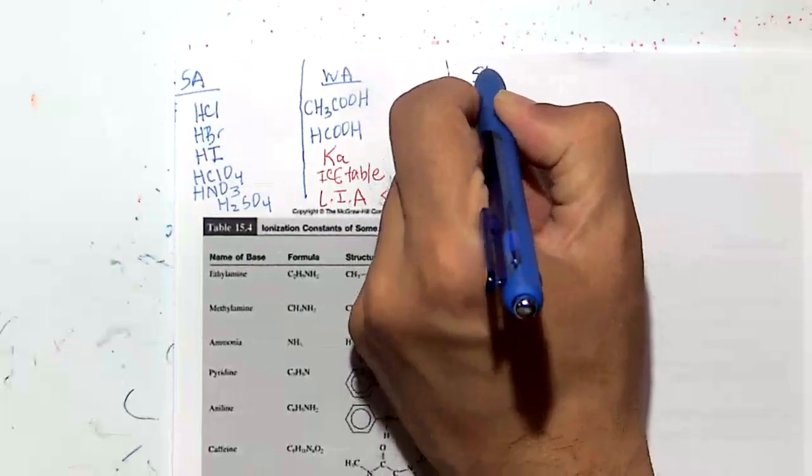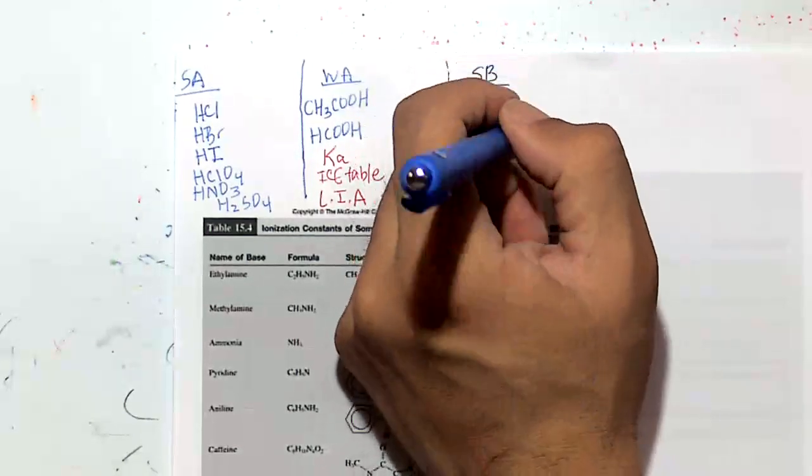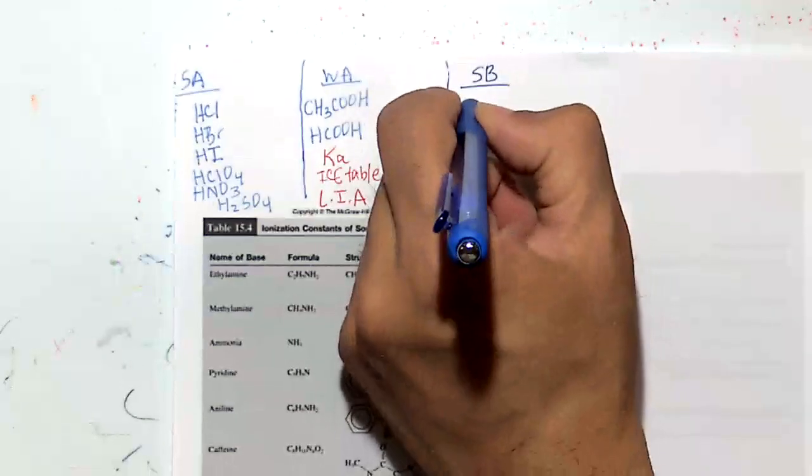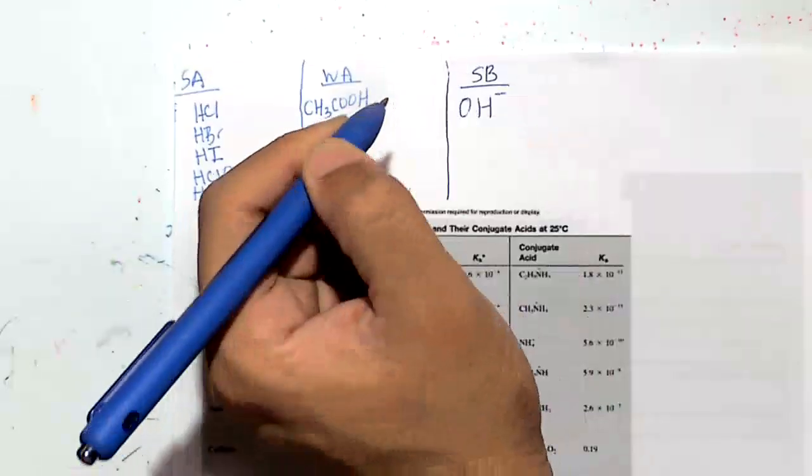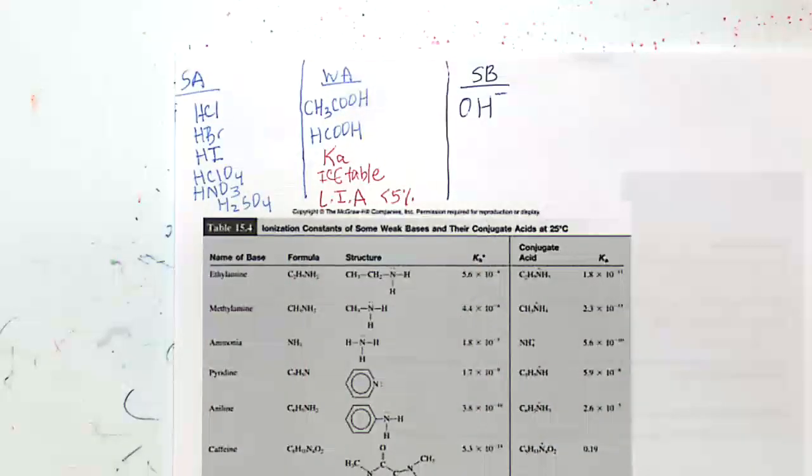Okay, then we'll move on to strong bases. What are you looking for in a strong base? Okay, what's this ion? Okay, you're looking for the hydroxide ion. Anybody have me for? That's hydroxide ion, yes, sir.